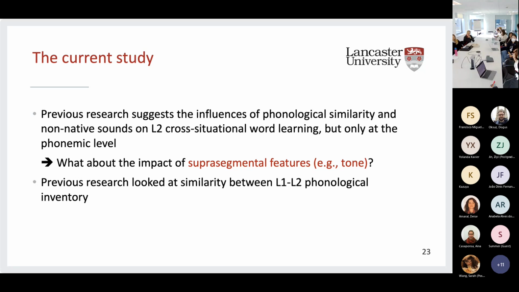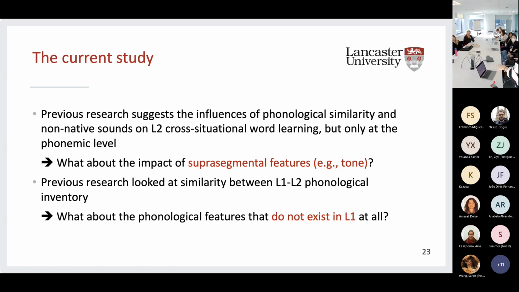And previous research looked at the similarity between L1 and L2 phonological inventory. But what about the phonological features that don't exist in L1 at all? So English speakers learning Mandarin have a tonal cue that doesn't exist at all in their L1.